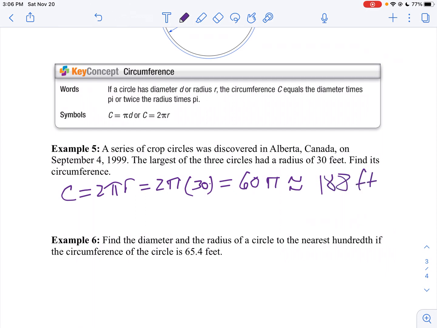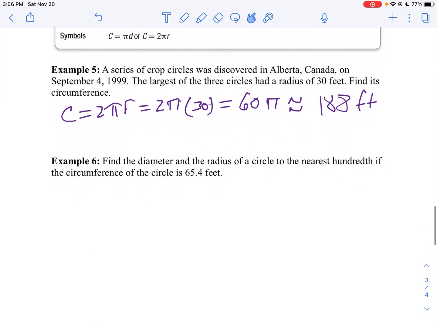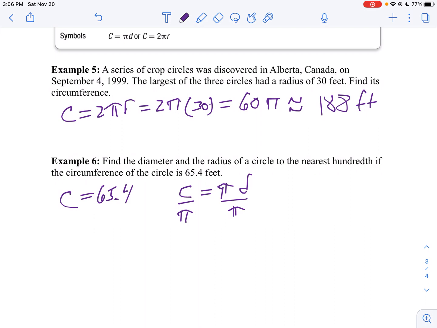If I take a look at example 6, it says find the diameter and the radius of a circle to the nearest hundredth if the circumference of the circle is 65.4. So we're just going to work backwards. So circumference, we know, is 65.4. I know circumference is pi times the diameter. So in other words, to find the diameter, I'm going to take the circumference divided by pi. So d equals c over pi.